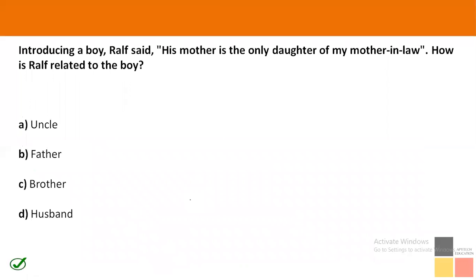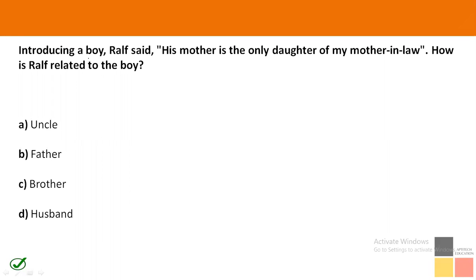Next one. Introducing a boy, Ralph said, his mother is the only daughter of my mother-in-law. How is Ralph related to the boy? So we need to find the relation between Ralph and the boy, how the boy and Ralph are going to be related. The question is very clear to us, so let's progress with this line only.